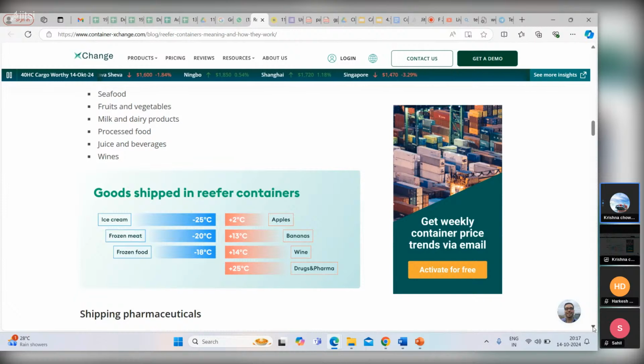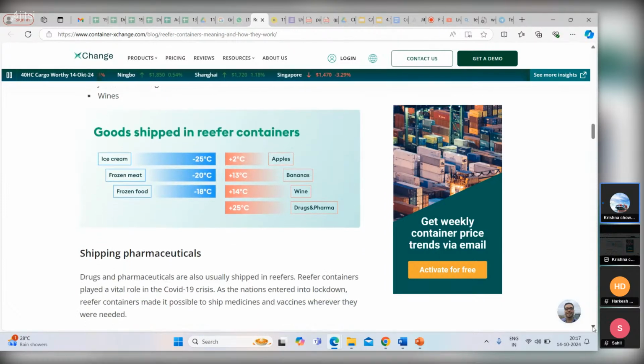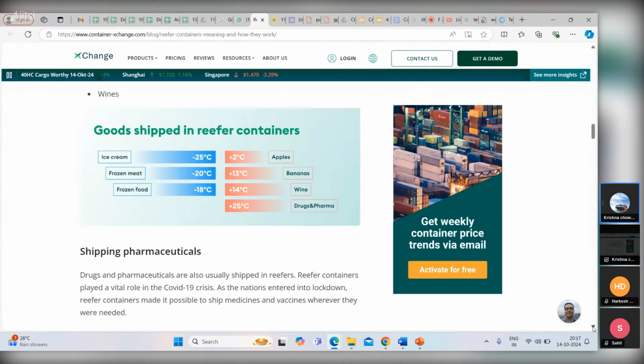Now reefer containers. What is the use? Ice cream, frozen meat, frozen food. So this is what effect it is causing to the greenhouse effect and the drugs and pharma sides of that.